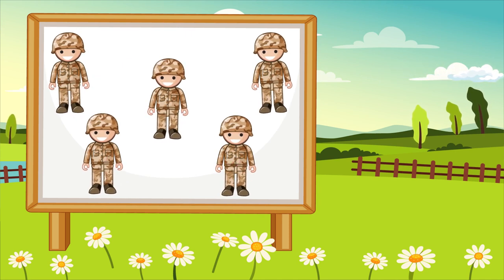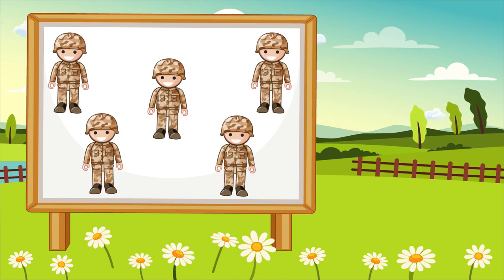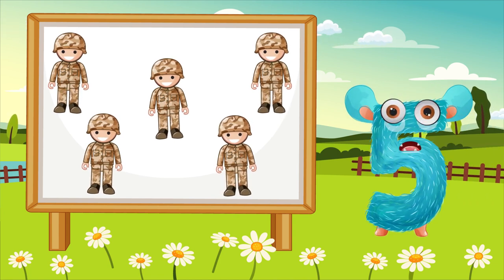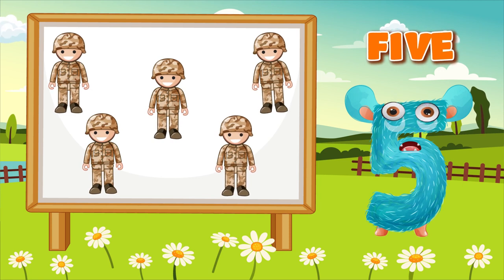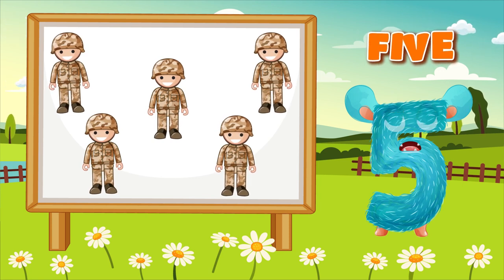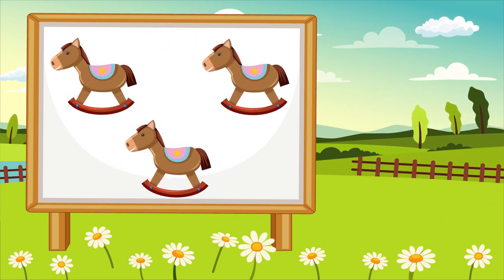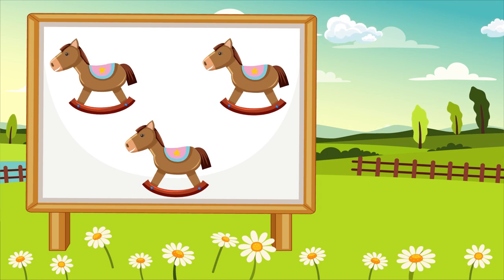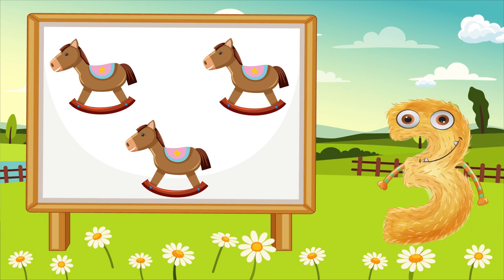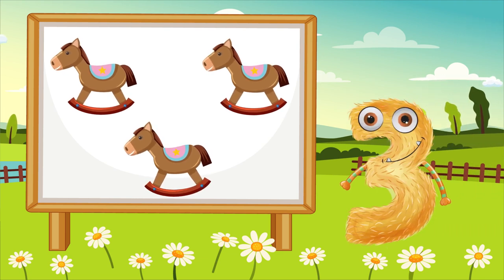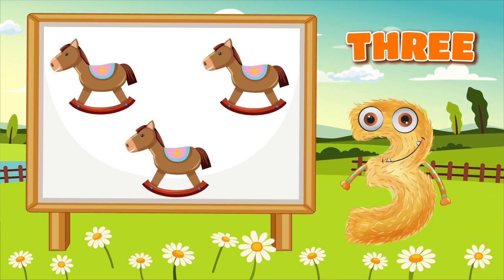Yay! How many objects are here? Five. Five objects. How many objects are here? Three. Three objects.